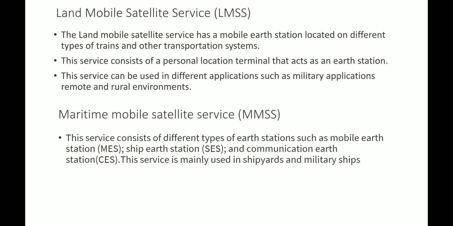Maritime mobile satellite service. This service consists of different types of earth stations such as mobile earth station, ship earth station and communication earth station. This service is mainly used in shipyards and military ships.